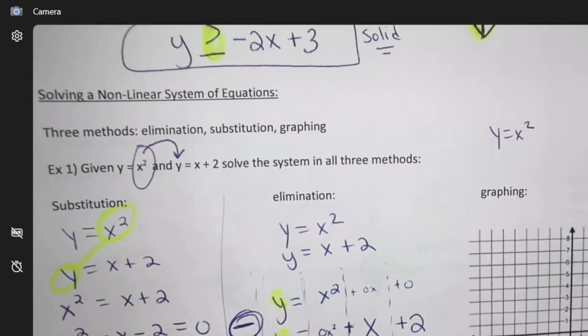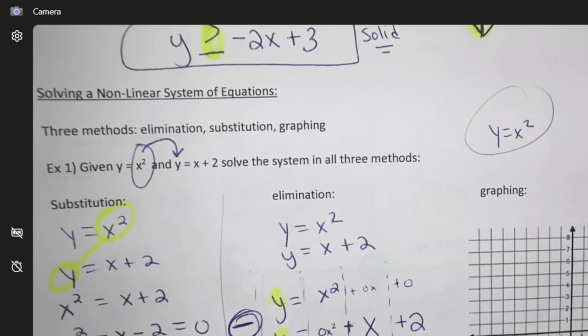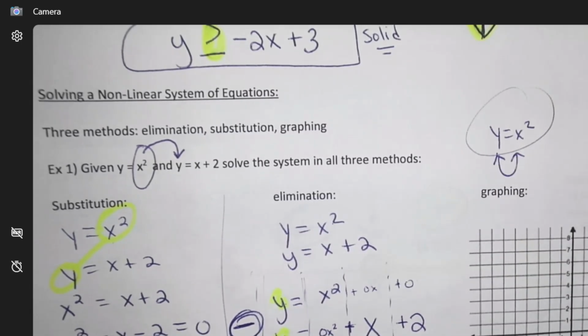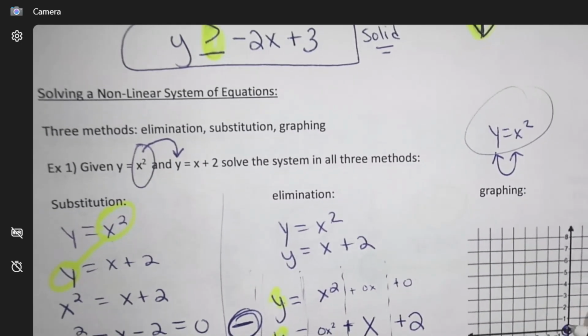Okay, we're going to graph. So first, what do I know about that? X squared. Somebody did say the P word before. Parabola. Okay, where should I start this parabola out? Where should I put it, the starting point of it? The origin, 0, 0.